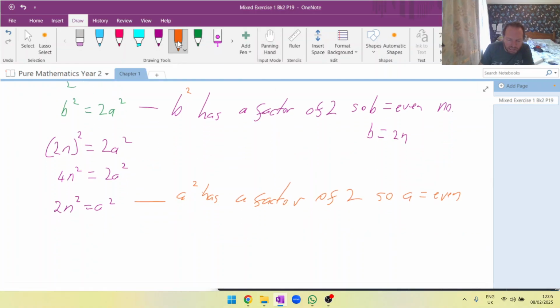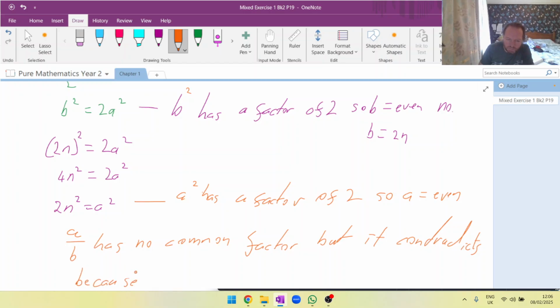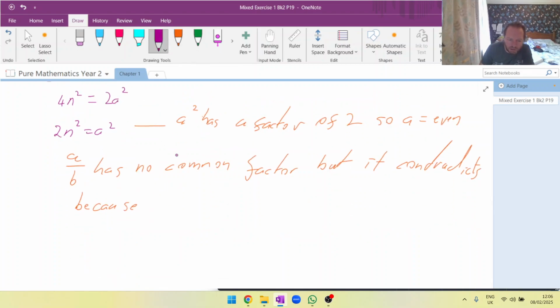Because of that, we were saying at the beginning that a over b has no common factor, but it contradicts, because we just showed that a and b are even and have 2 as a factor.